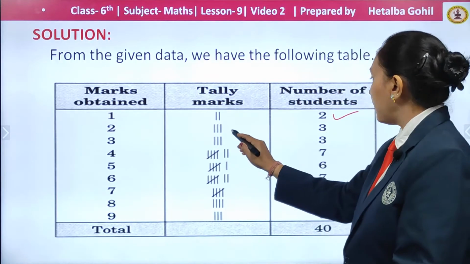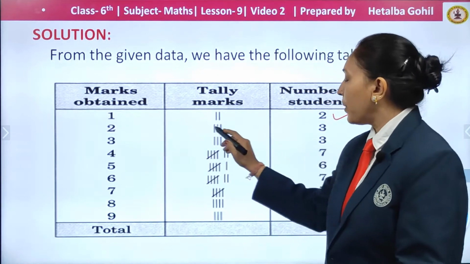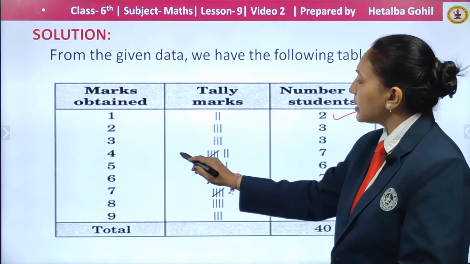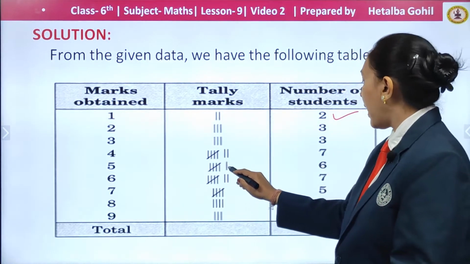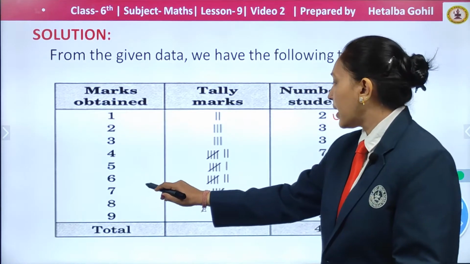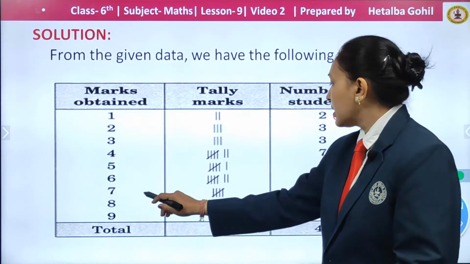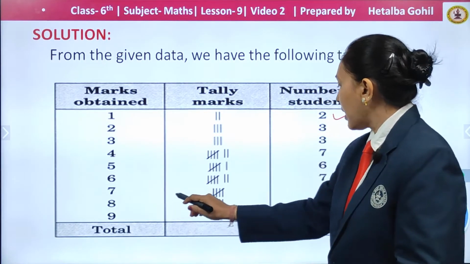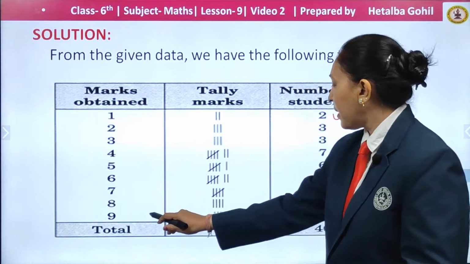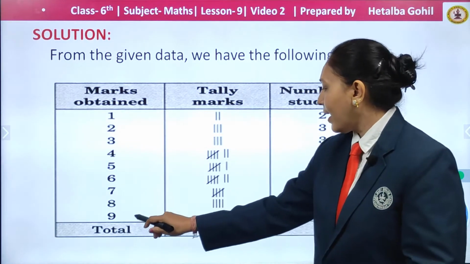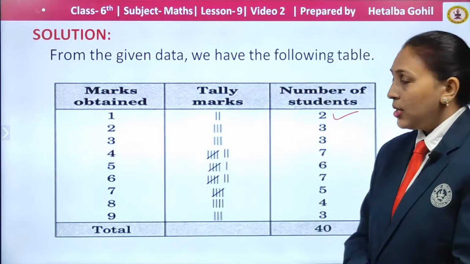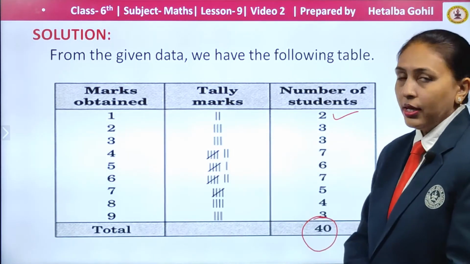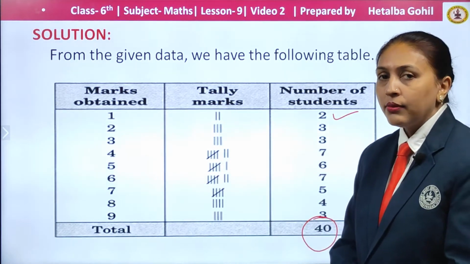2 marks are obtained by 3 students, 3 marks obtained by 3 students, 4 marks obtained by 7 students, 5 marks obtained by 6 students, 6 marks by 7 students, 7 marks by 7 students, 8 marks by 5 students, 8 marks by 4 students, and 9 marks by 3 students. So whenever you total this number of students, children, you will get exactly 40. It should not be more or less than 40.